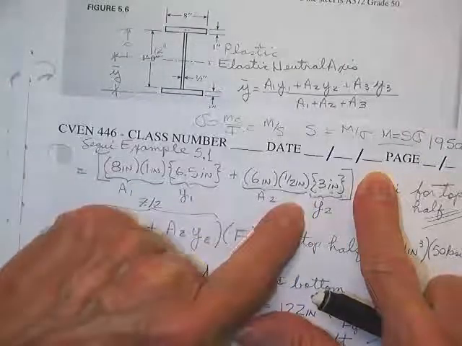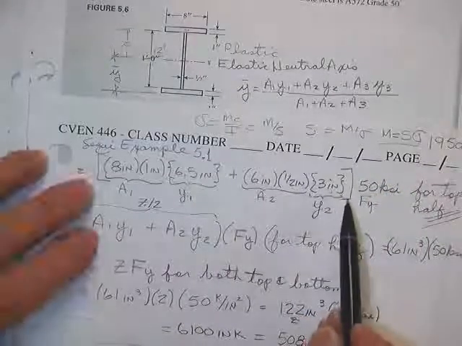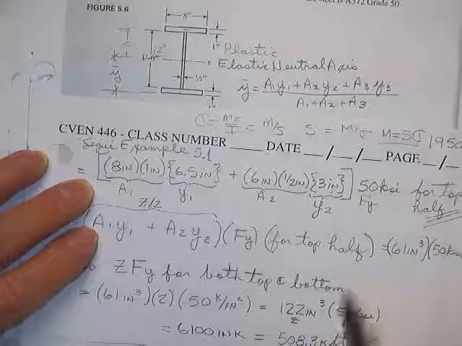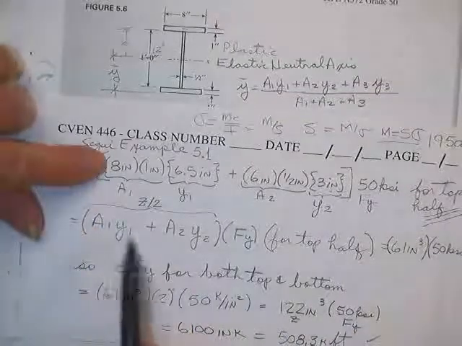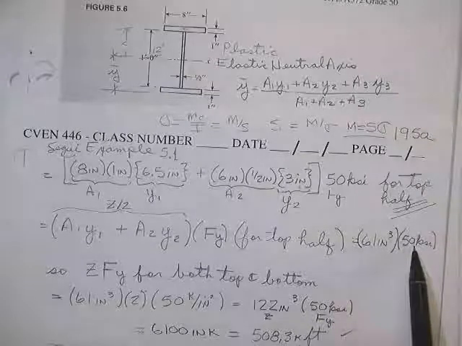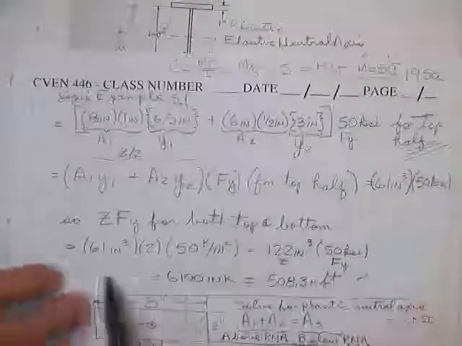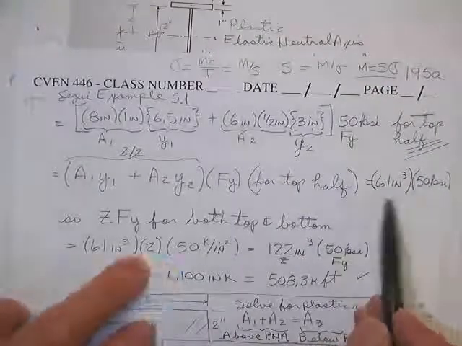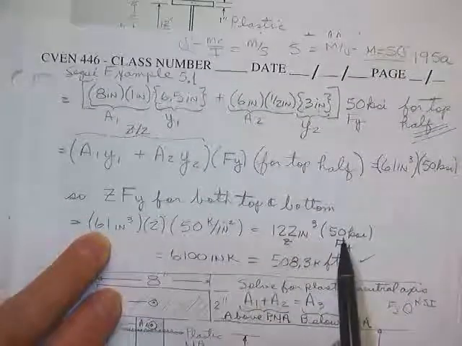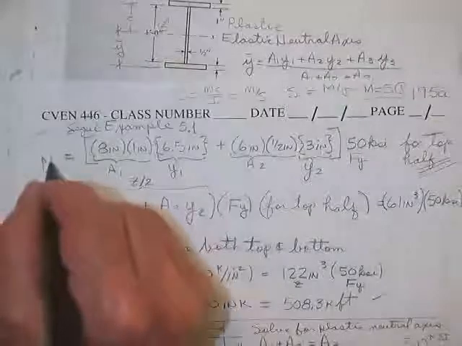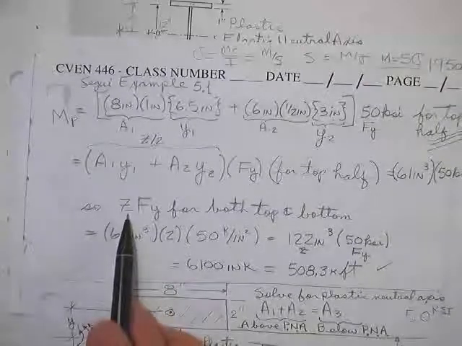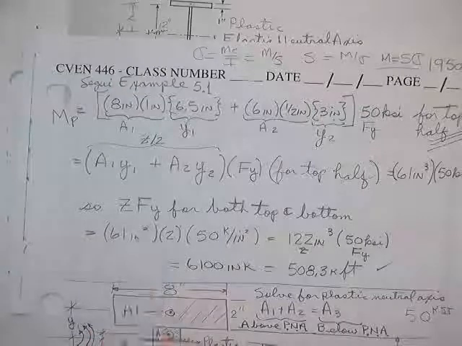You want both halves, you need another one on the bottom. If you multiply it times 50, you're going to get the 50 KSI in there at this time. You still have to double it when you get through. Here is your Z over 2, A1, Y1 plus A2, Y2. Here's F sub Y for the top half. 61 inches cubed times 50 KSI. I guess he was calculating the moment. And then if you want both halves, you got to have 61 times 50. There's one on the top and one on the bottom. Gives you a Z for the entire mess, 61 times 2 times 50. Gives you the moment. That is what he's calculating. That's M plastic. M plastic is Z for the shape, your plastic section modulus, times F sub Y.